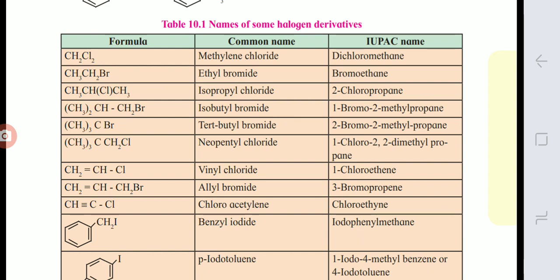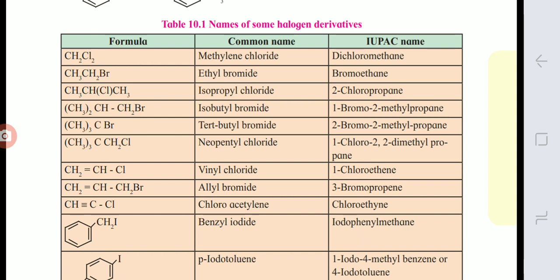The next structure is CH2 double bond CH dash Cl. Your halogen is present on a vinyl carbon and chlorine is the functional group, so vinyl chloride. Then while writing the IUPAC name, there are 2 carbons having a double bond, so ethene is your parent alkene and chlorine is present on the first carbon. So 1-chloroethene is the IUPAC name.